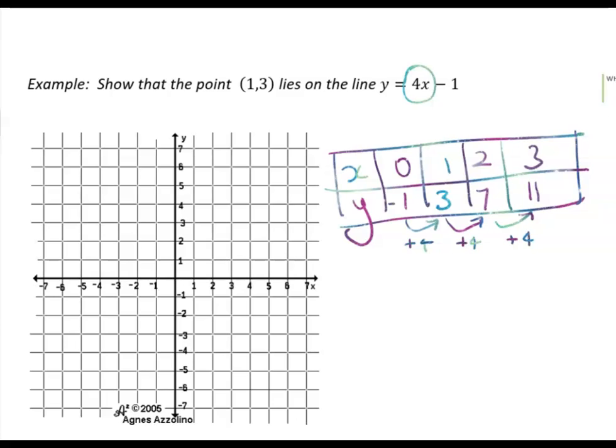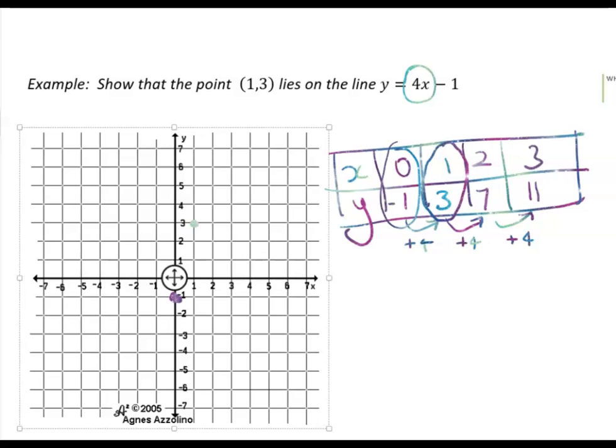All right, let's plot this. So when x is 0, y is minus 1. When x is 1, y is 3. x is 2, y is 7. And my last point is going to be off the graph. It's going to be up here. So I'm not going to plot that one, but that's okay because I can join up these lines here. All right, so there's my line. It looks like so.